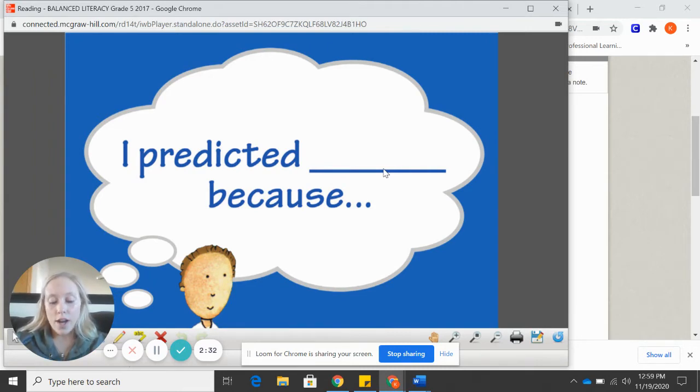I predict Jack will be able to figure out why the fish are disappearing because he is clever. I also predict he will marry the king's daughter. Okay, so if I were to fill out my Think Aloud cloud, I would say I predicted Jack will be able to figure out why the fish are disappearing because he is clever. Okay, so I'm going to read a couple more paragraphs and then we are going to predict together.